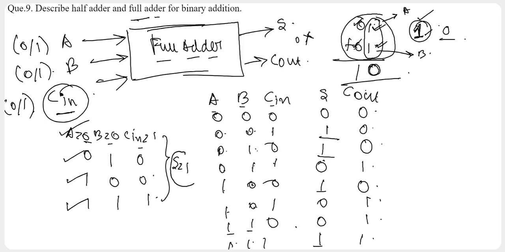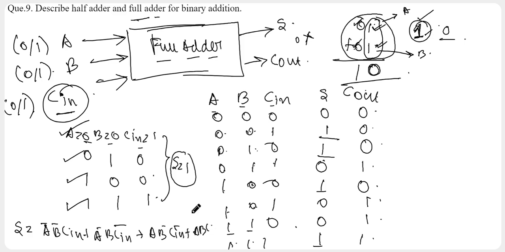So S will be 1 for this. If we write the Boolean expression for this, S will be equal to A bar B bar C in plus A bar B C in bar plus A B bar C in bar plus ABC. If we simplify this, it will give us just A XOR B XOR C.